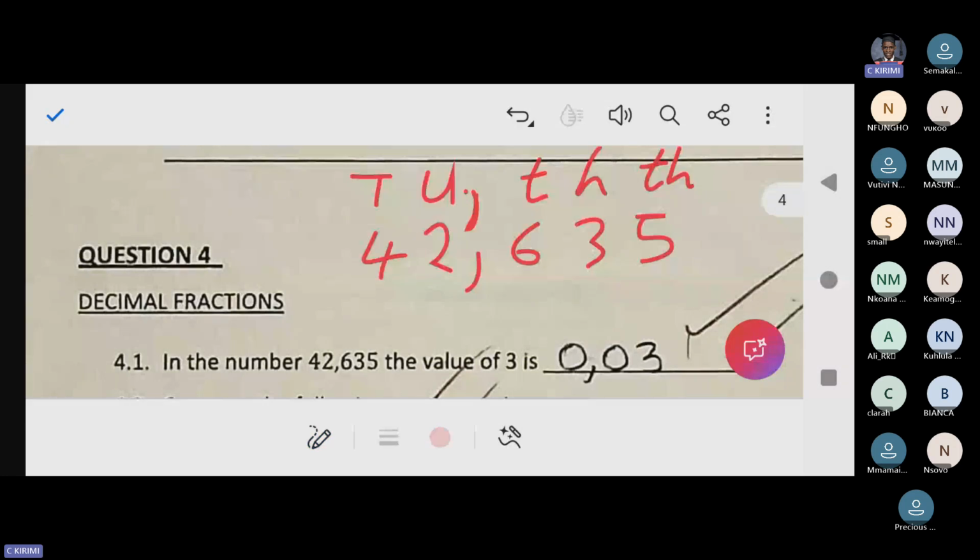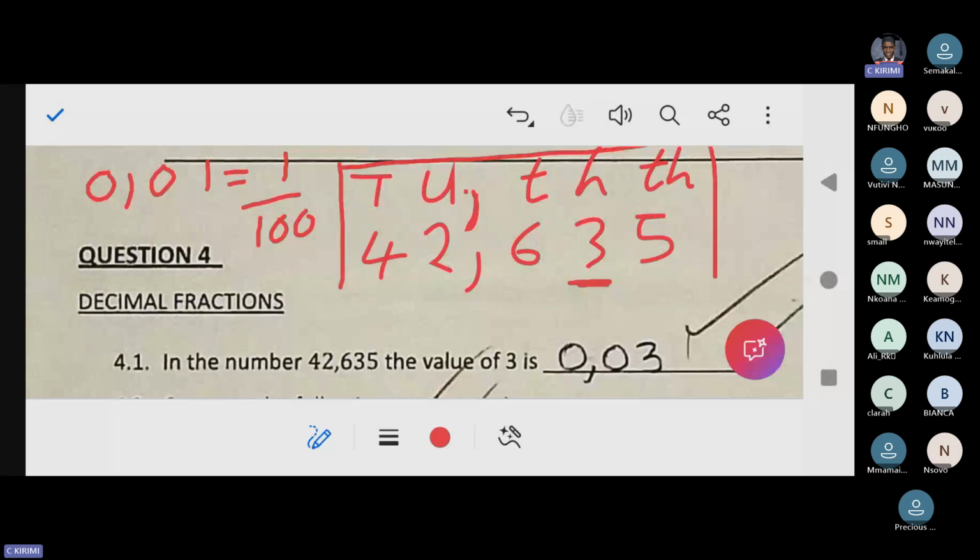So in the number 42,635, we want the value, not the place value. So the value of the hundredths is 0,01. This is the hundredth as a decimal. As a fraction, that hundredth is the same as 1/100. But the place value is being multiplied by the digit 3. So in other words, you are multiplying that 0,01 by 3.